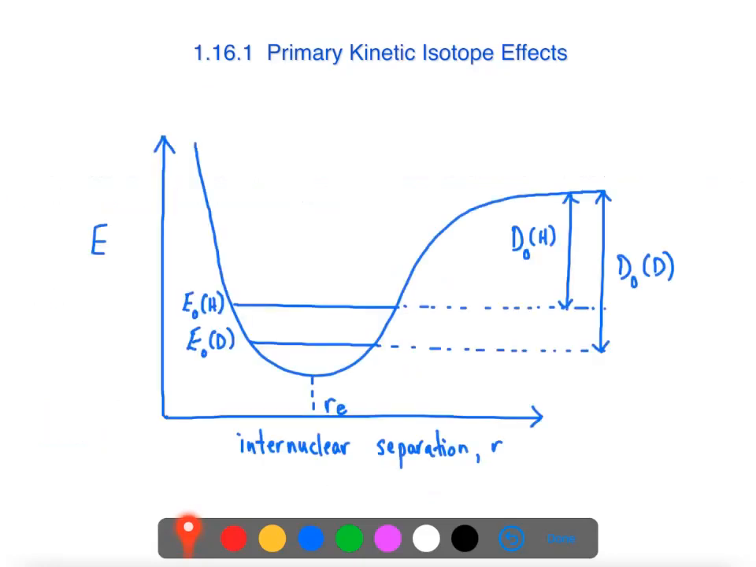So here we have the energy plotted against the internuclear separation. And again, we're looking at that carbon-hydrogen sigma bond. And so if we extend that bond, at some point that bond will break, and this is your dissociation limit. And if we try to compress that bond, at some point the repulsion between the nuclei will be too great. And here we have the internuclear separation of that CH bond at equilibrium, given by the symbol R subscript E.